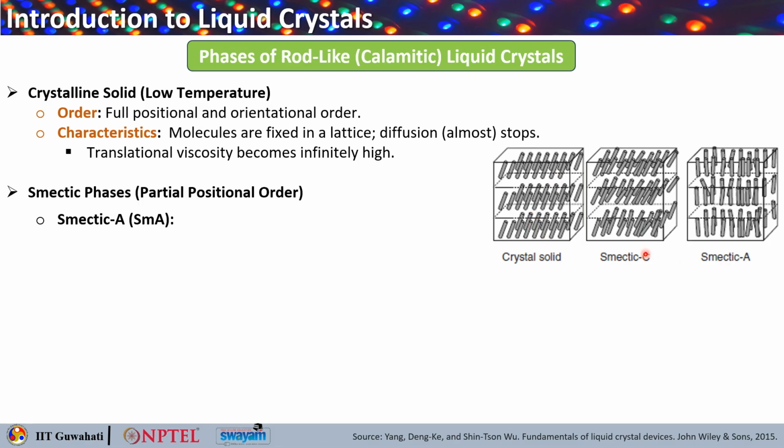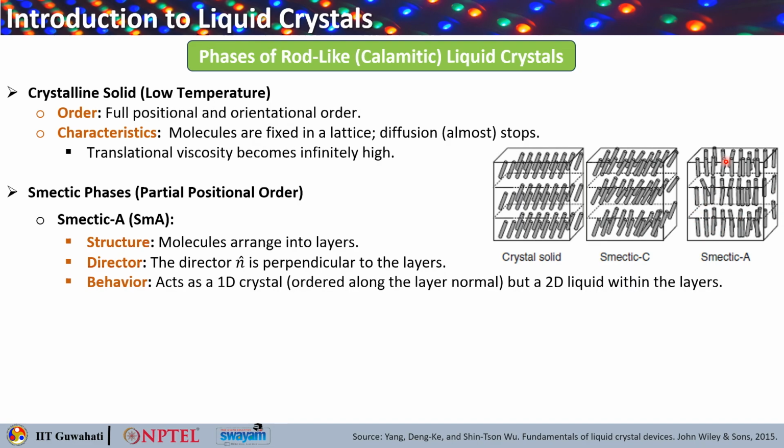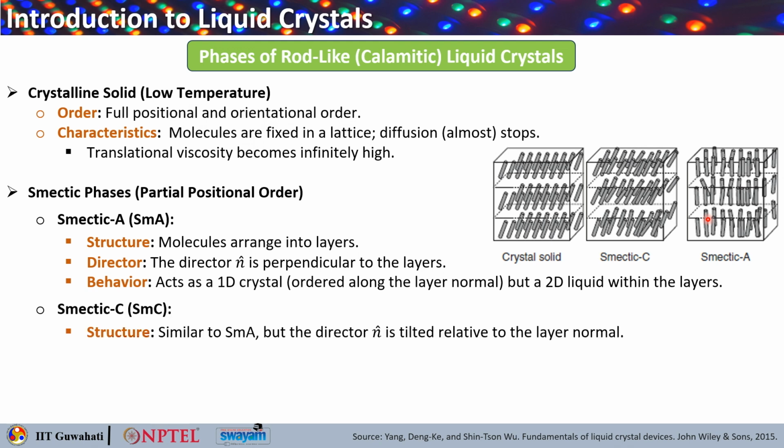Now, you go to the other cases, the smectic A. Here the molecules arrange into layers, and you can clearly see the difference between these two, that here the director, that is the n cap or the normal, is perpendicular to the layers. So, this behaves like a 1D crystal. You have ordered layer normals, but a 2D liquid within the layers. Here they behave like a 1D crystal, but inside this they behave like a 2D liquid.